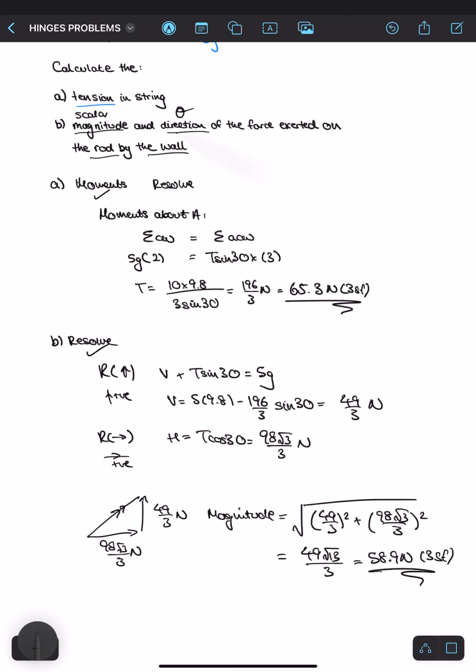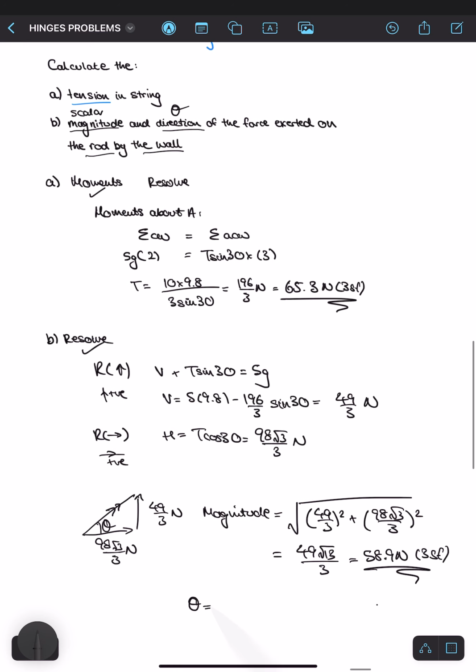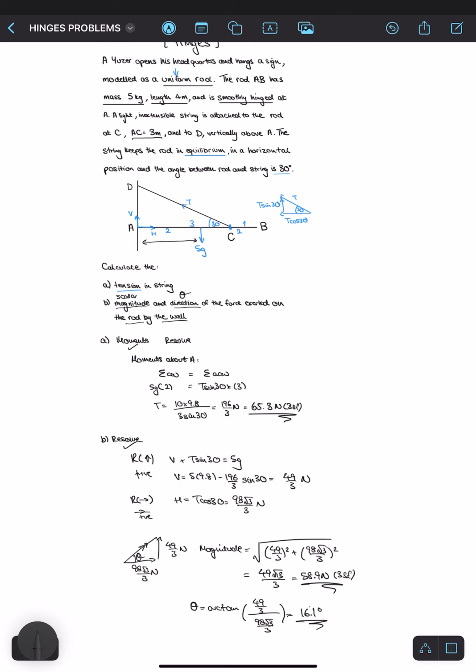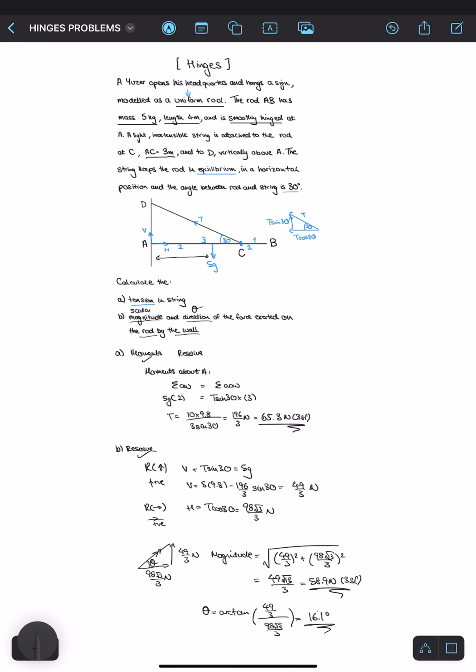Now they want the direction, so I'm going to find this angle here. So to find that angle, I have opposite over adjacent. So theta is equal to arc tan of 49 over 3 divided by 98 root 3 over 3, which gives us 16.1 degrees above the horizontal AB. And this is how you would solve a hinges problem. Assume it acts horizontally and vertically, and then find those components separately.